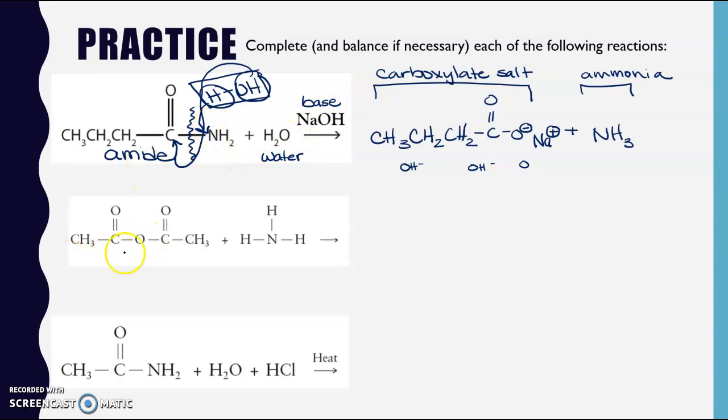Looking at the second one, I go to identify this, and you might be going like, is it a carboxylic acid?